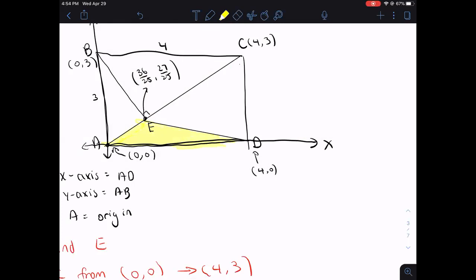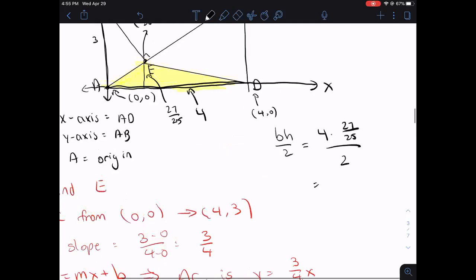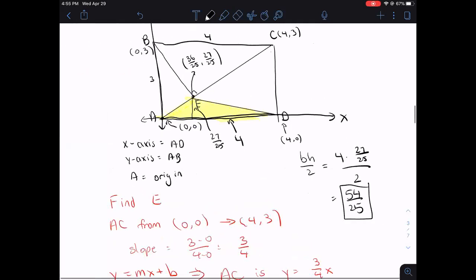Okay, so we can use base times height over 2. So since just the definition, this is 27 over 25. And Jennifer says the base is 4, which is correct. So 4 times 27 over 25 over 2. So the answer is 54 over 25. So this was a little messy, but we still ended up getting the answer.